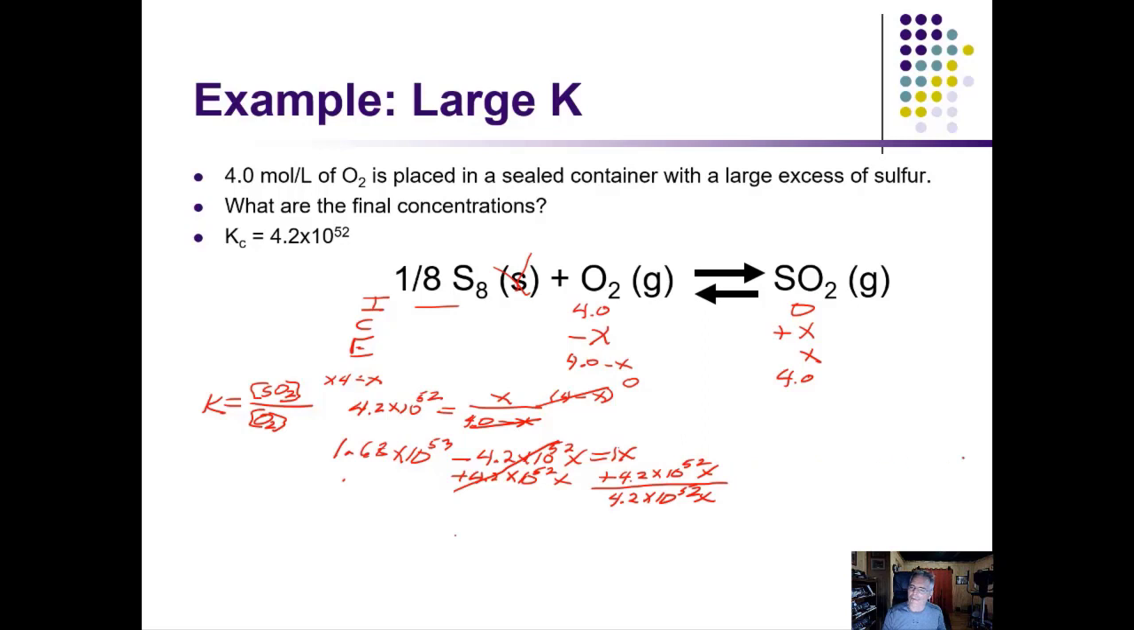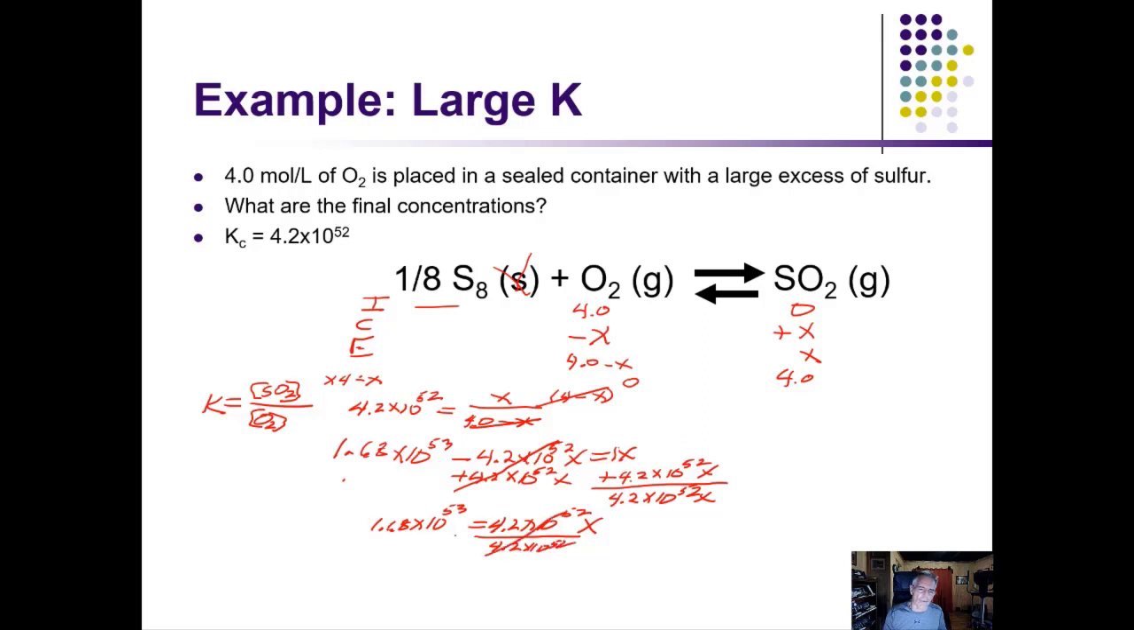So that extra x you've added, it is way the heck down here. It is off the page. I'd have to write 52 of them out before I added another x in there. So that's just going to equal 4.2 times 10 to the 52x. So that gives me 1.68 times 10 to the 53 is equal to 4.2 times 10 to the 52x. And I'm going to solve for x by dividing both sides by 4.2 times 10 to the 52.